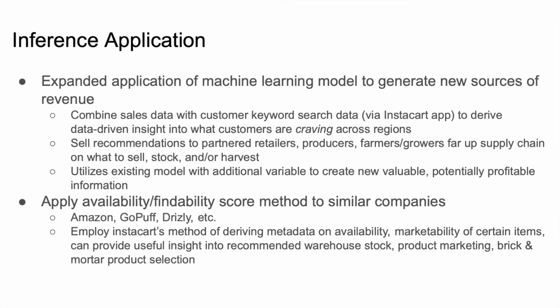And in order to make this data operation more profitable, what they could be doing is combining sales data with customer keyword search data on the Instacart app for the purpose of selling useful information to partner retailers and producers and growers much farther up the supply chain. Of course, grocery stores do have data on the stocking and selling of their items and are able to therefore predict what items are getting pulled off the shelves more than others. But grocery stores don't have direct access to what customers are craving, for example. But I do think that Instacart's search data could help fill this gap in information.